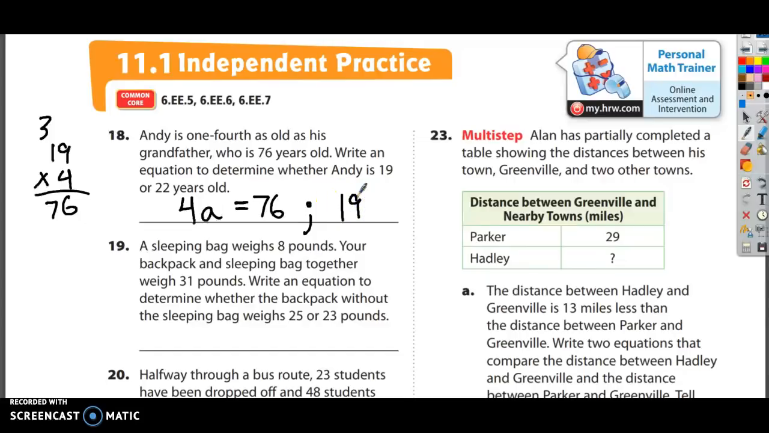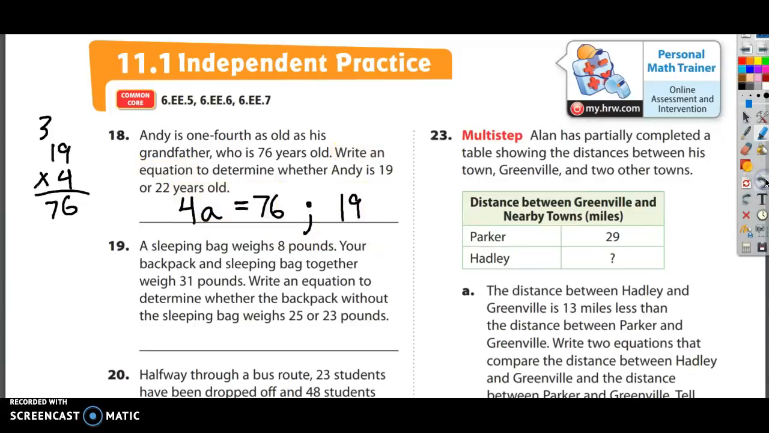So I want to point out to you the two different things that we're doing here. This part of our answer is the equation. It says write an equation. That's the equation. And then the second thing is we have to determine if he's 19 or 22. That's why I have two answers here. And that's going to be the same on 19. It's going to be the same on 20. It's going to be the same on a couple of these. We'll have two answers separated by a semicolon. All right, let us move on.